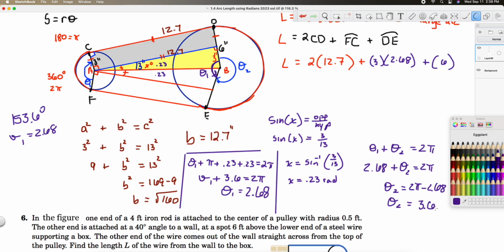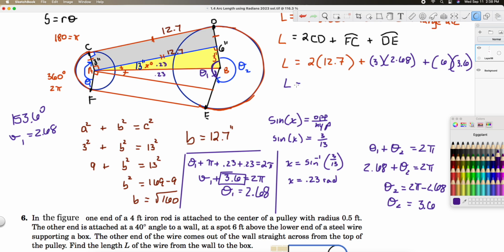Well, wait a second. Where did we see that before? We saw it right here, because that ended up being these four angles added together. Do you see where we already saw that before? Okay, so that is our theta 2. We already know our radius is 6. Now I've got everything.